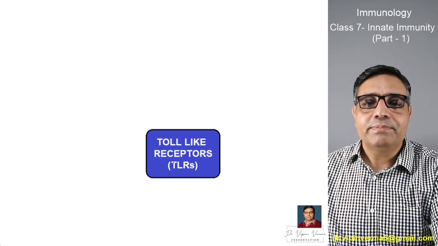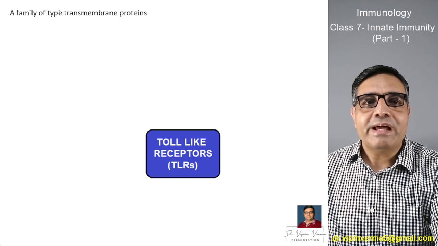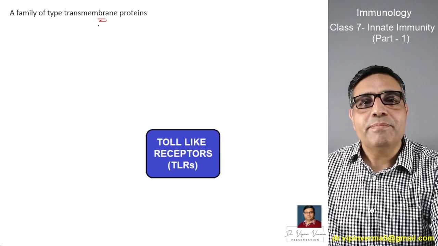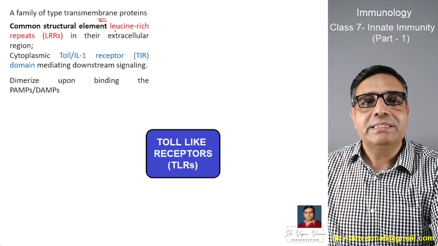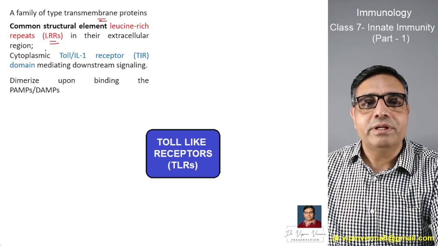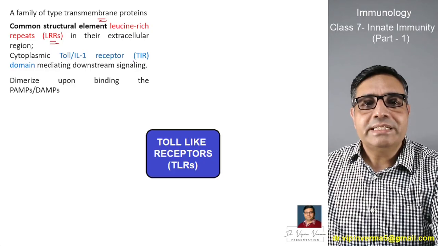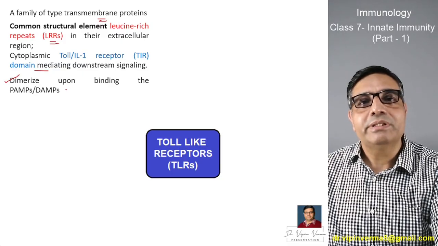Starting with the toll-like receptors or TLRs. This is a family of type I transmembrane proteins. A common structural element they have is the leucine-rich repeats. Every TLR has LRRs in its extracellular region. Then a cytoplasmic Toll/IL-1 receptor domain mediates downstream signaling, and they dimerize upon binding the PAMP or DAMP. This is their characteristic feature.